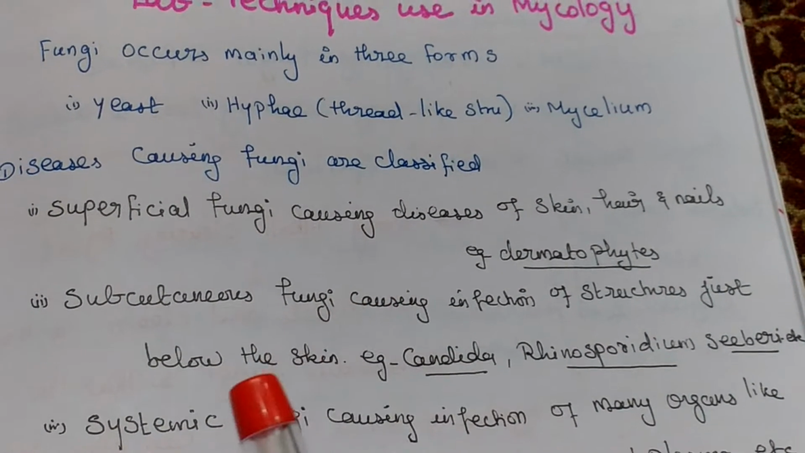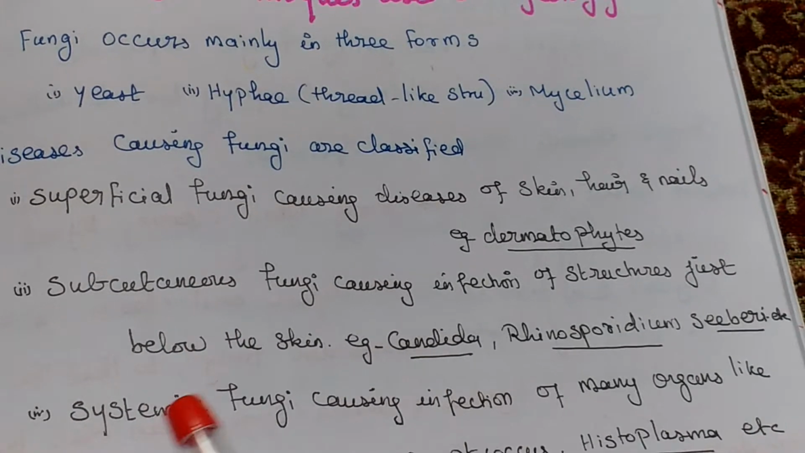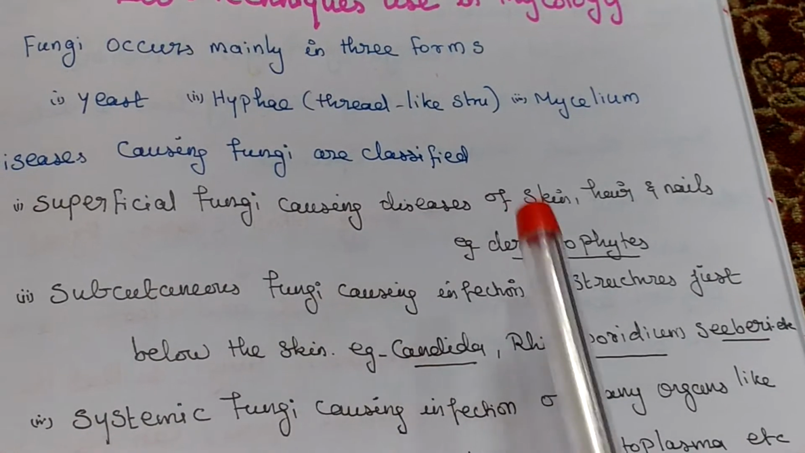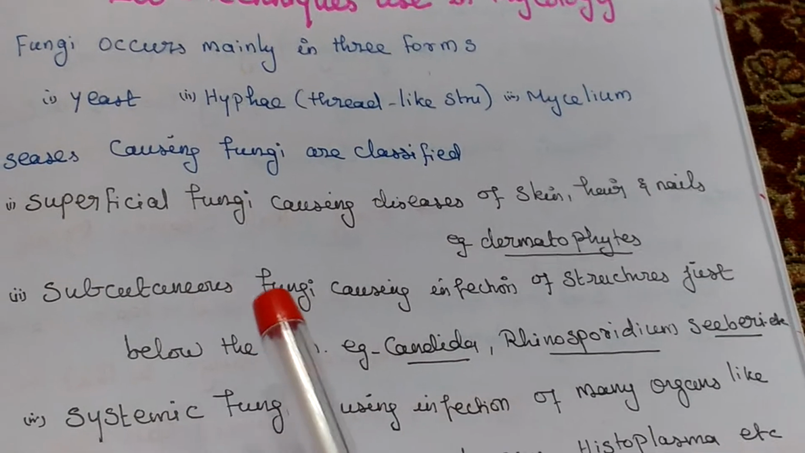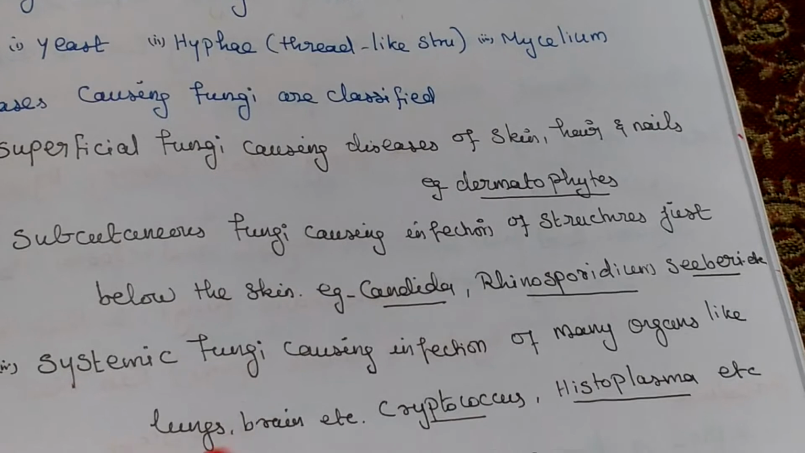So, fungi occur in three main forms: yeast, hyphae, and mycelium. They cause three different types of diseases: superficial, subcutaneous, and systemic. Superficial means skin, subcutaneous means below the skin, systemic means it will affect internal organs.